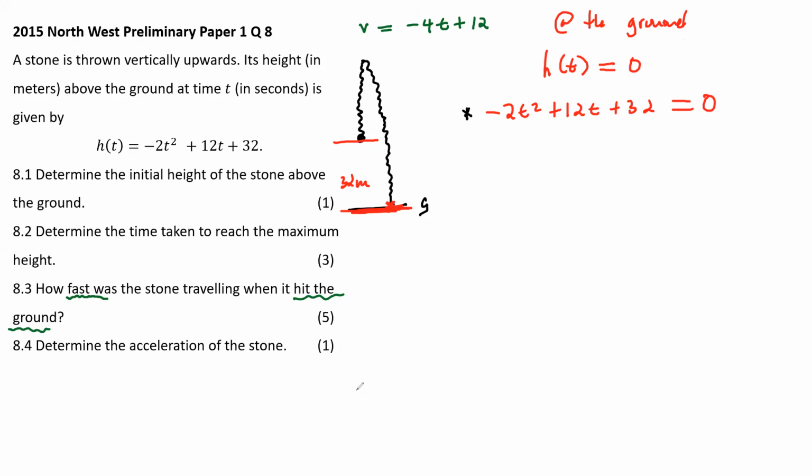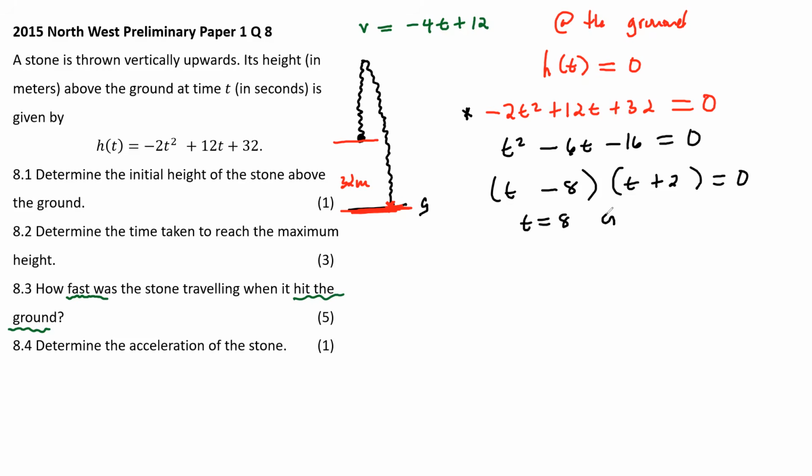All right, so from there I can equate this to 0, then solve for t. But I'm not looking for the time taken to reach the ground. No, I'm looking for how fast it is when it reaches the ground. So I need to solve for t, divide everything by negative 2. So this becomes t squared minus 6t minus 16, all equal to 0. Then I can factorize. It's a quadratic equation. I've got the negative 8 and the positive 2. And then t is equal to 8, or the time is negative 2. But hold on, there is no time that is negative. Time can never be negative. So the time taken to reach the ground is 8 seconds. Negative time is not applicable.